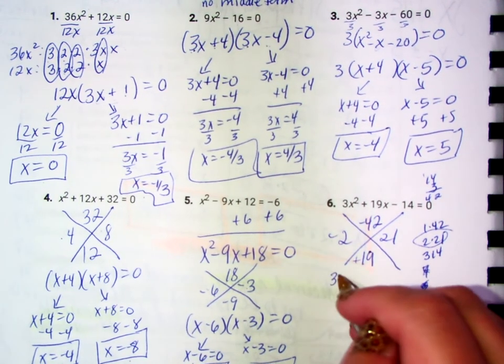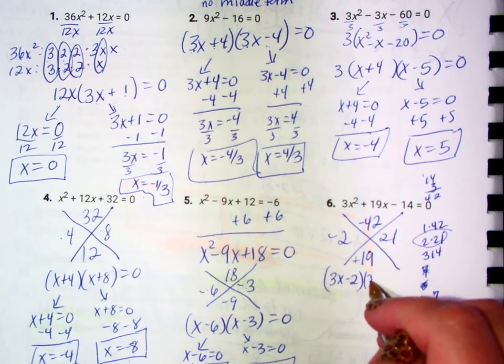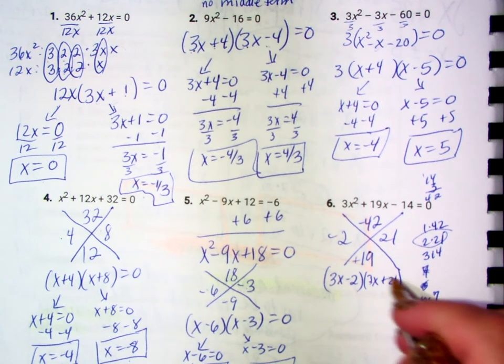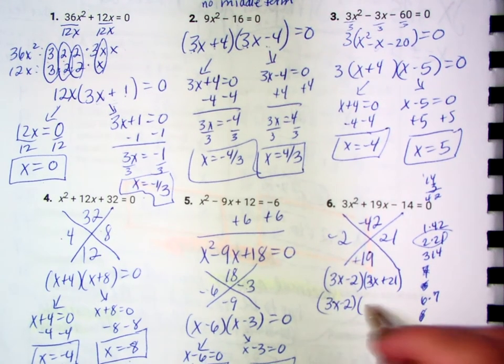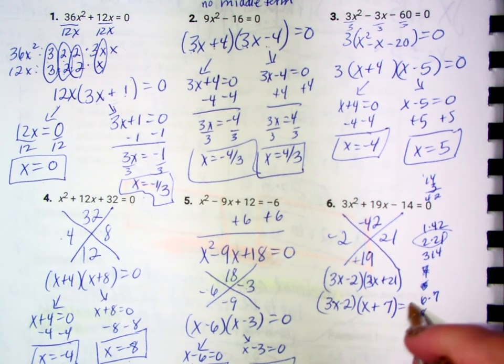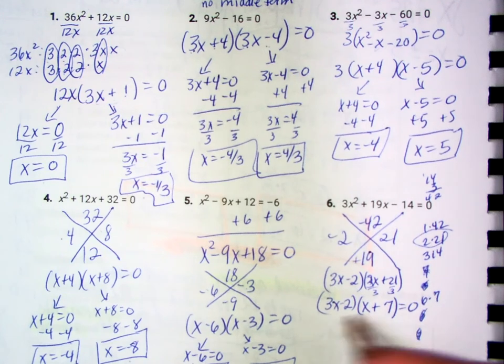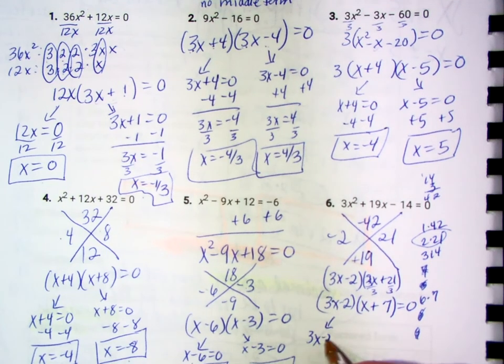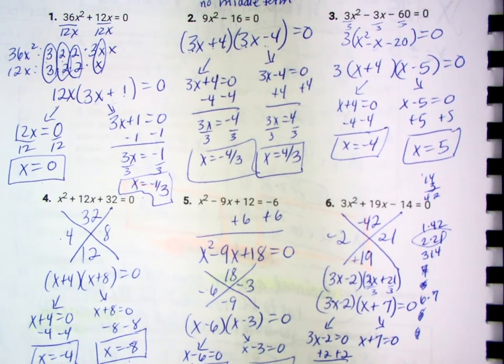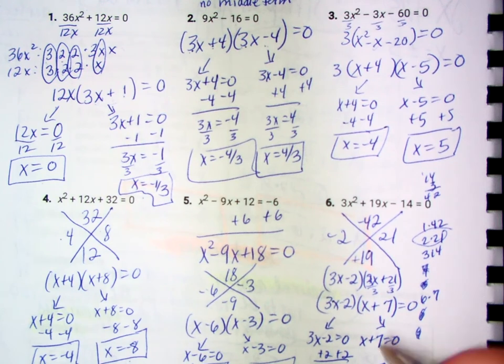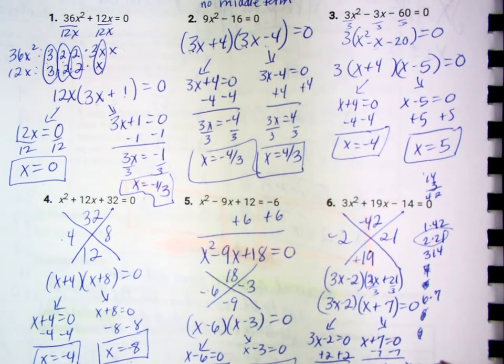Notice there's a leading coefficient, so I get 3x minus 2 and 3x plus 21, but I need to reduce this second factor. So I get 3x minus 2 and x plus 7, because this can be divided by 3. So here's my two factors. Set each piece equal to 0. And I get -7 and positive 2/3 as my two solutions.